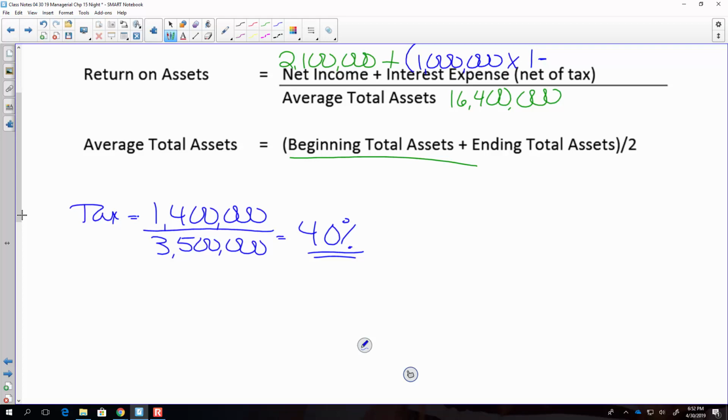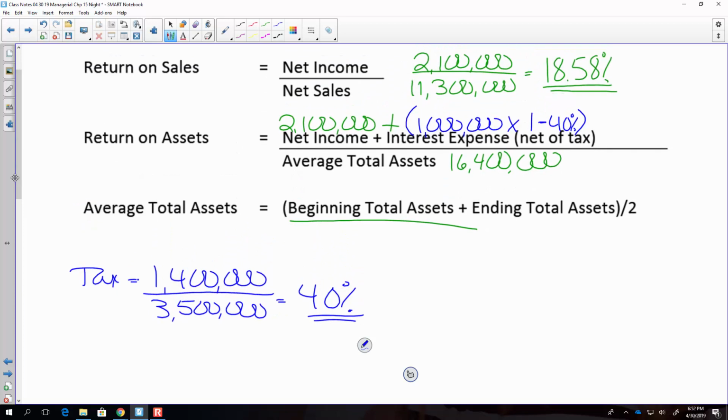All right. So 1 minus 40% is what? 0.6. 0.6 of 1 million is what? 600,000, right? So this answer should be 600,000 plus the 2.1. I should be now at 2,700,000 over 16,400,000, which gives me a return on assets of how much?